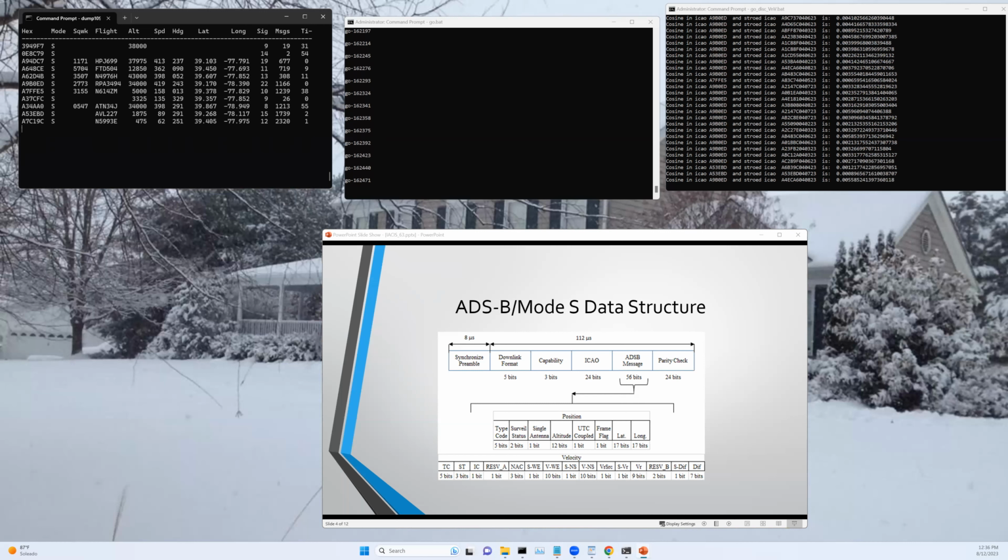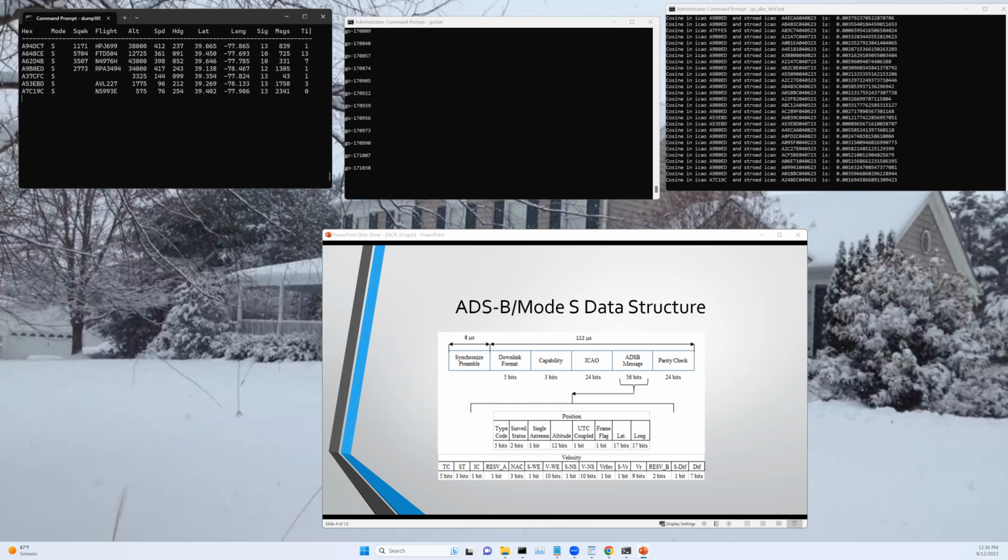ADS-B transmits 120 microsecond messages that have a data block of 112 bits that use 112 of those microseconds, and the other 8 microseconds are for a synchronization preamble. The Mode S broadcast message has two formats, the 56-bit short message and then the 112-bit extended message used by ADS-B.